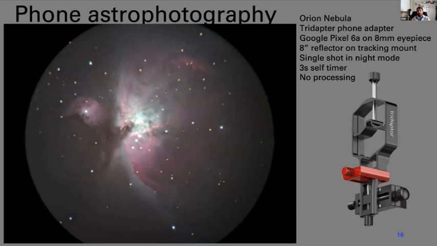I'm surprised that the dynamic range is fairly good. You can see detail near the center. You can see some detail in the outer regions of the nebula. So I was pretty happy with it.